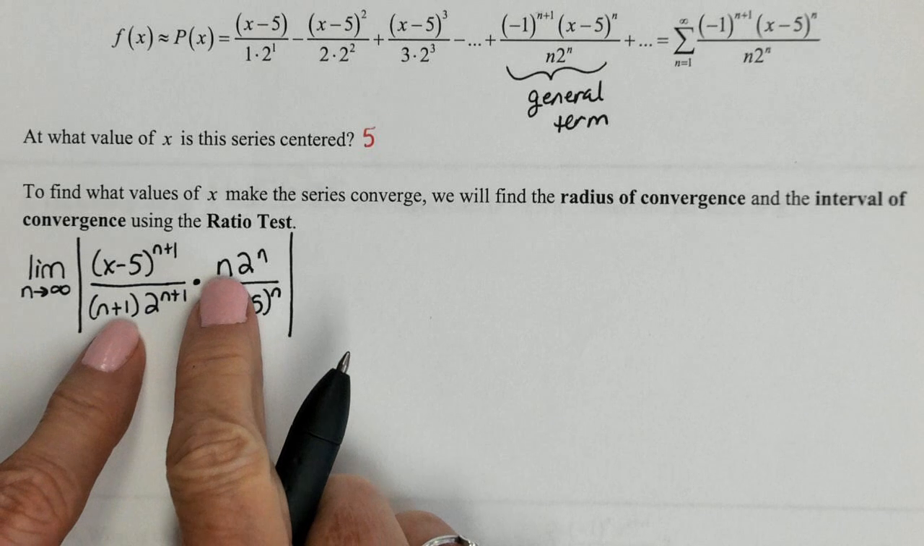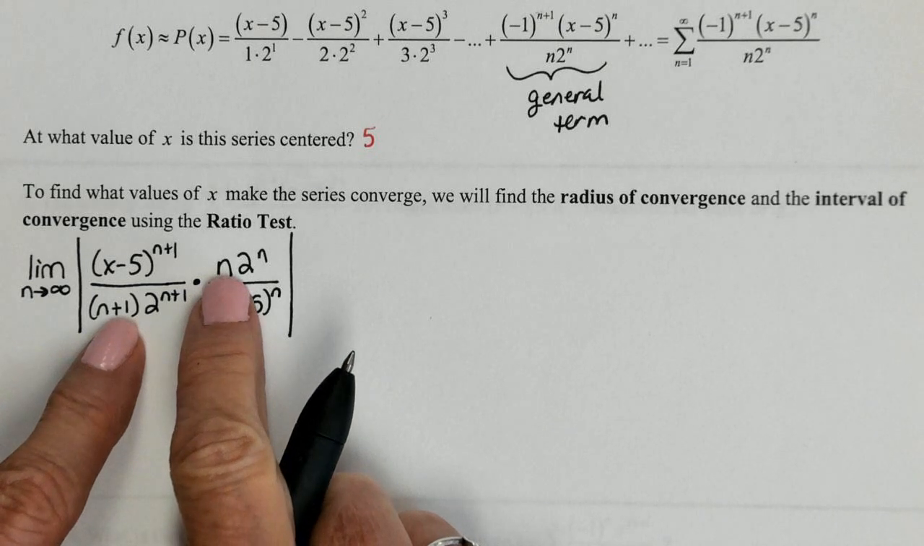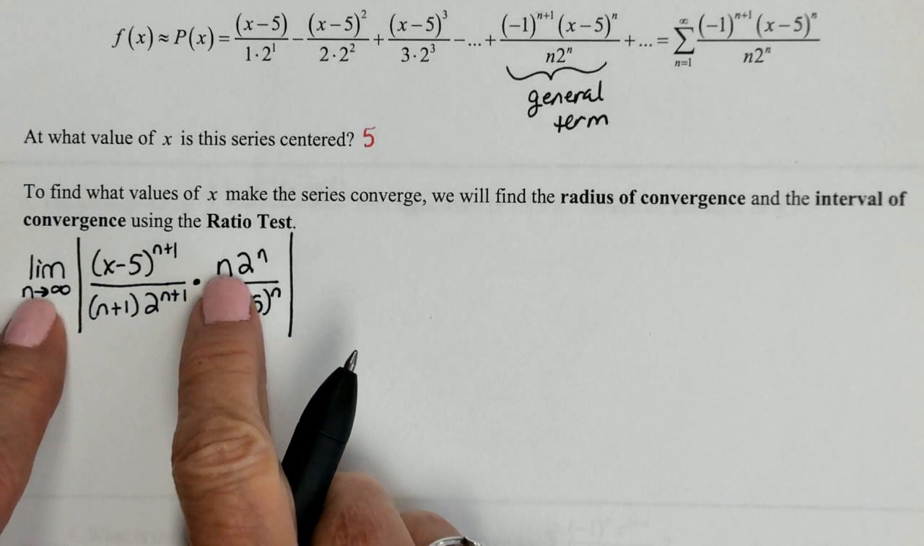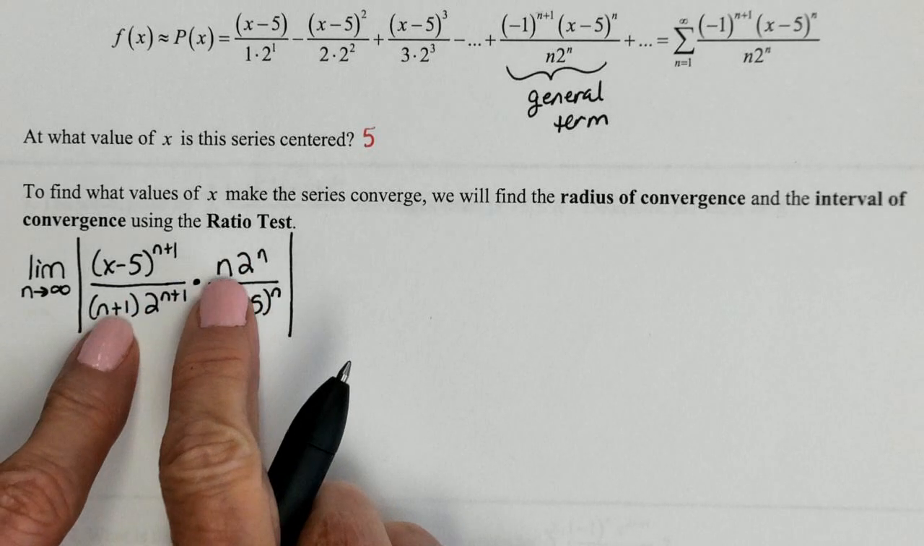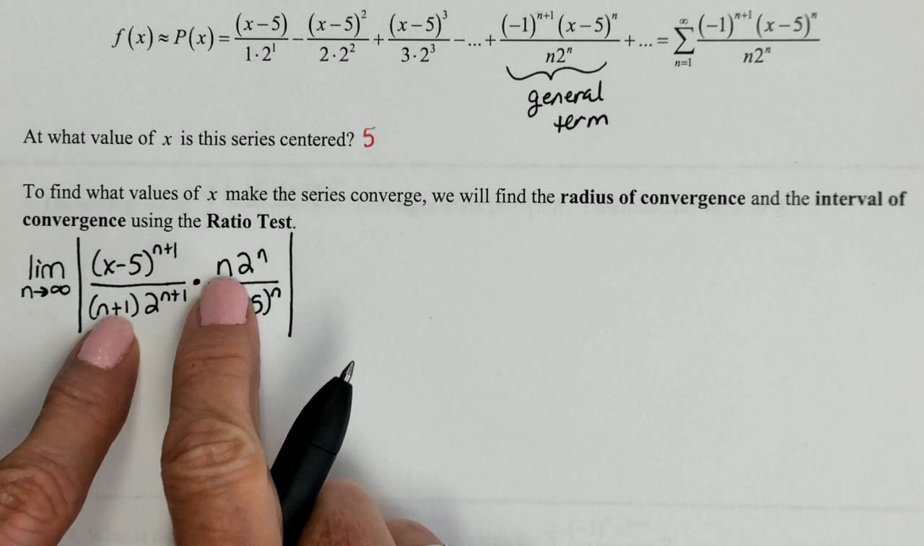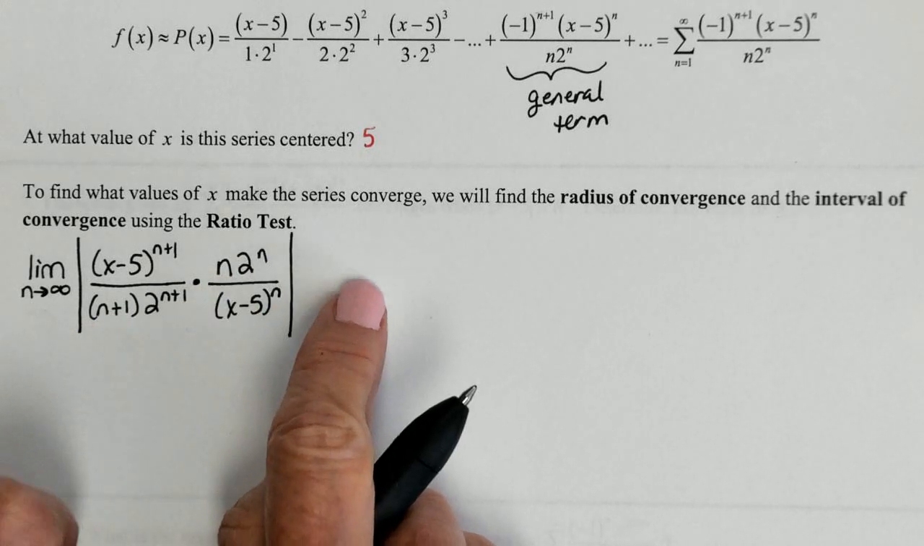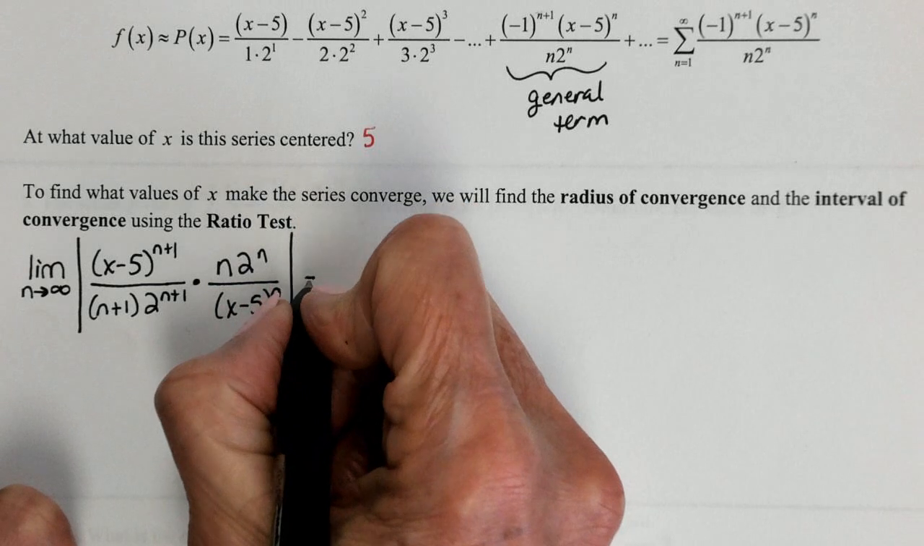The n and the n plus 1 do not reduce. However, when we take the limit as n goes to infinity, that ratio will go to 1. So they don't bother me. I'm not going to touch them. They are just going to disappear when I write my answer to the limit.